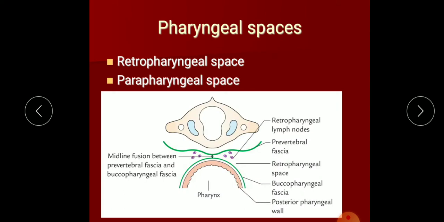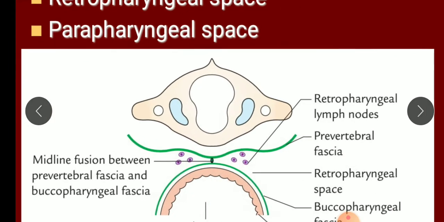Now we come to the last part here, and that is the pharyngeal spaces. We already mentioned one space. Do you remember that? One is the retropharyngeal space. Look at that figure. What are you seeing? You're seeing the pharynx here. Then this is the prevertebral fascia. The outermost covering of the pharynx, there you see the buccopharyngeal fascia, and behind the pharynx you are finding the retropharyngeal space. Behind the pharynx, retropharyngeal space.